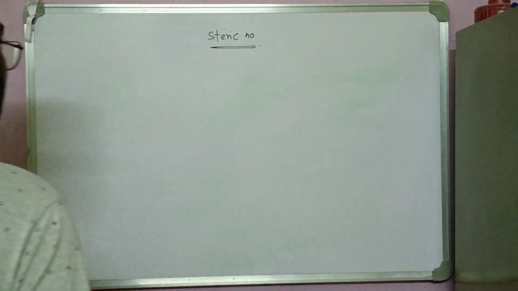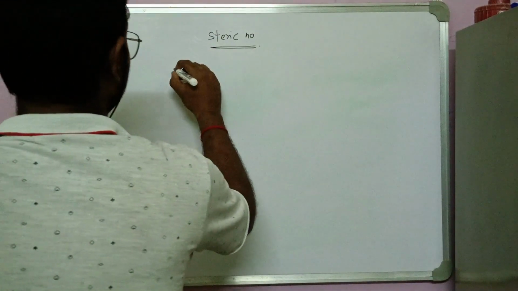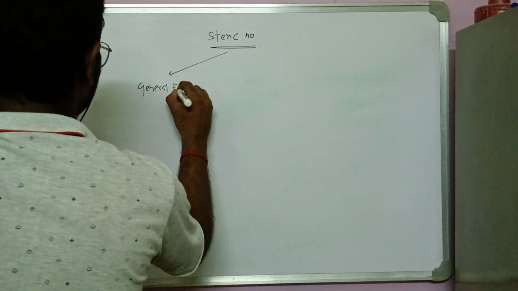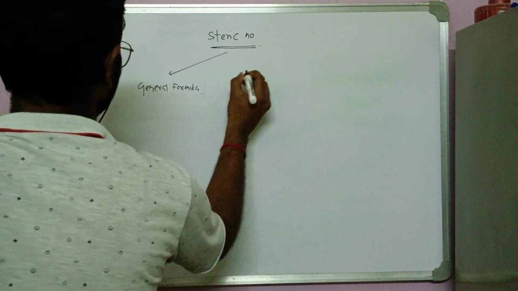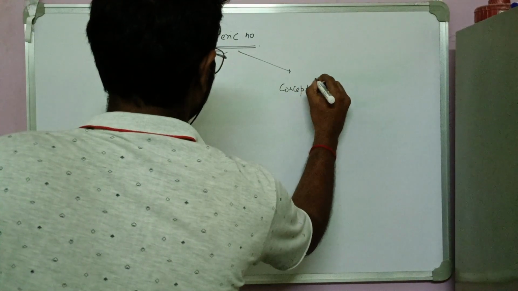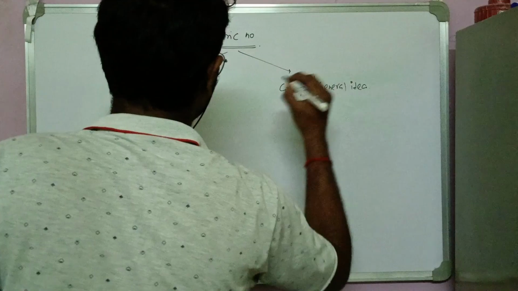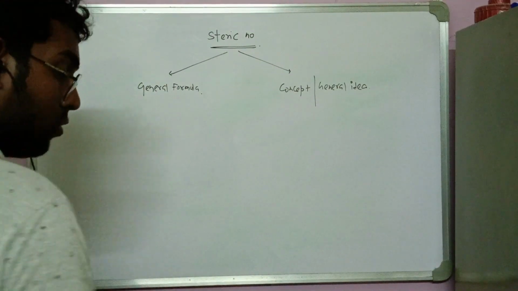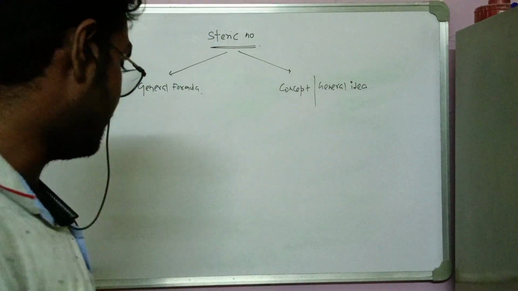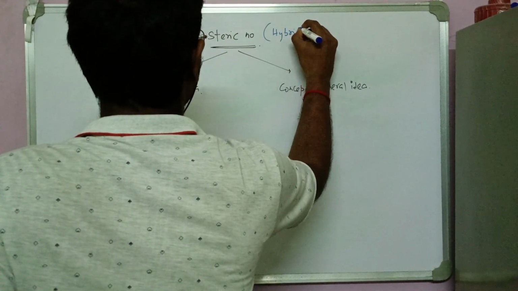Steric number calculation. There are two rules for the steric number calculation. One is with the general formula, and the second one is from concept or general idea. Both methods are quite easy, and if we stick with both of the methods then it will get easier to determine the hybridization. So it is utilized in determining the hybridization.